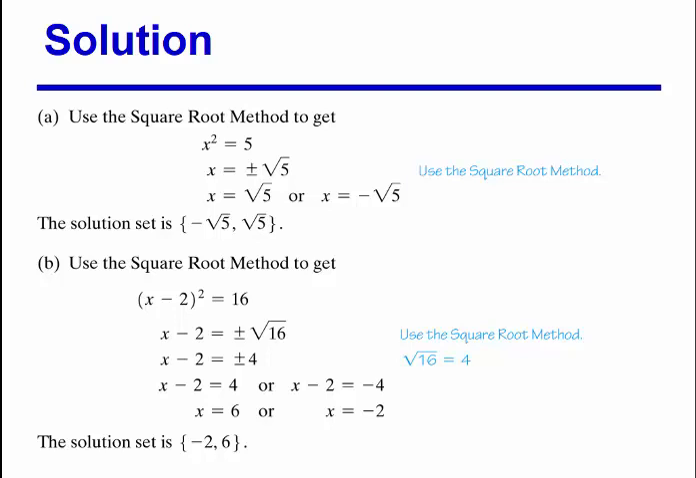For the second one, again, we square root both sides, so we end up with x minus 2 on the left. And then on the right, we end up with plus or minus square root of 16, which simplifies to plus or minus 4. And then what's going to happen here is we have actually two equations. We have x minus 2 is equal to 4, and then x minus 2 is equal to negative 4. So we solve for x on both of them, and we get negative 2 or 6.